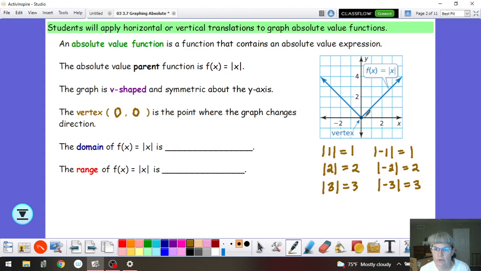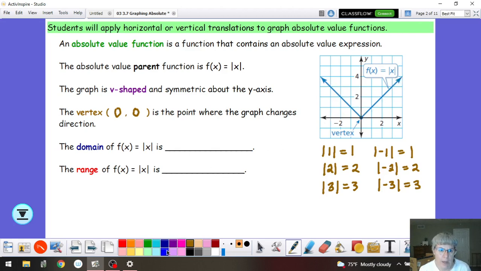If I look at those points, when x is 1, its absolute value is 1. When x is 2, its absolute value is 2. When x is 3, its absolute value is 3. When we go to the left side, when x is negative 1, the absolute value is 1. When x is negative 2, the absolute value is 2. And when x is negative 3, the absolute value is 3. So we get this nice V shape.